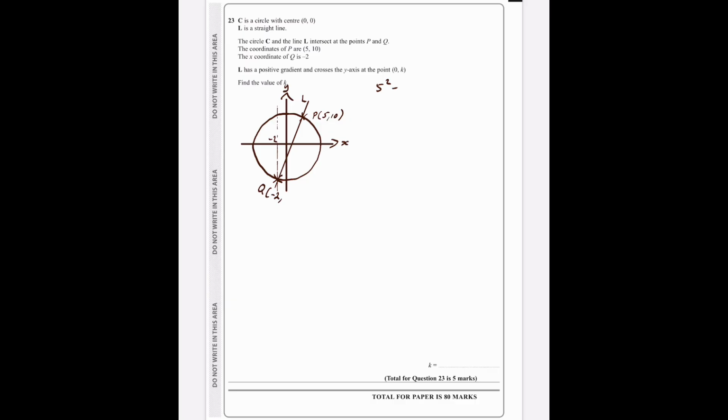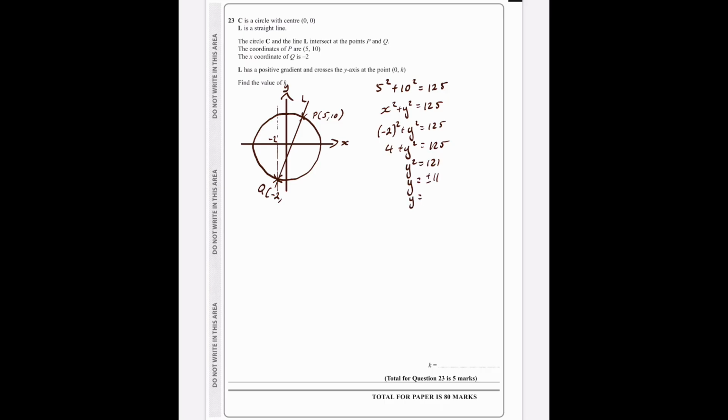Alright, so first step, I'm going to find the y-coordinate of Q. We're dealing with a circle here, so x squared plus y squared equals r squared. We know it passes through (5, 10), so 5 squared plus 10 squared is 125. The equation of this circle is x squared plus y squared equals 125. Substituting x to be -2, -2 squared plus y squared equals 125. Subtract the 4 from both sides, -2 squared is 4 of course. So y squared is 121, y equals plus or minus 11.